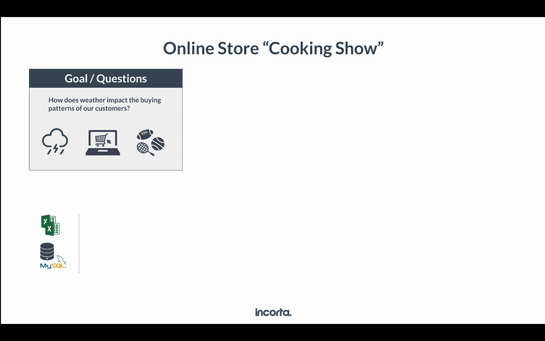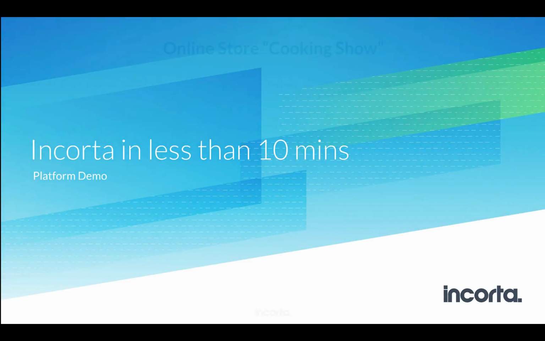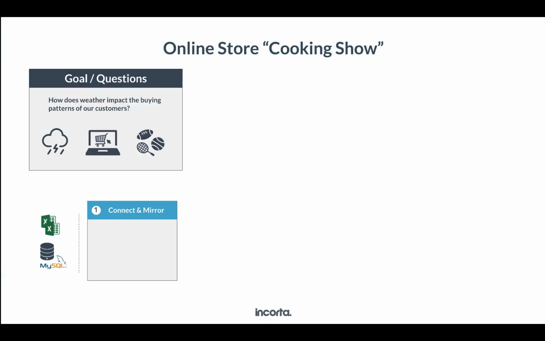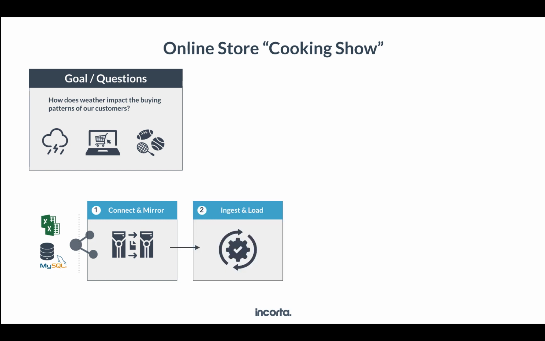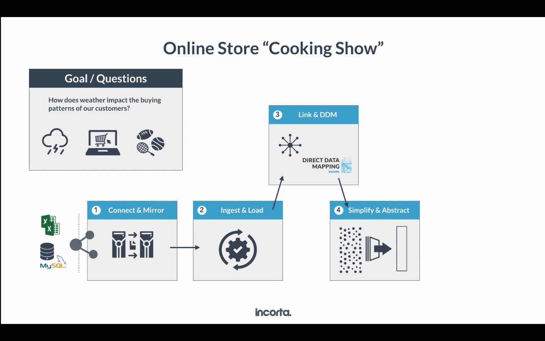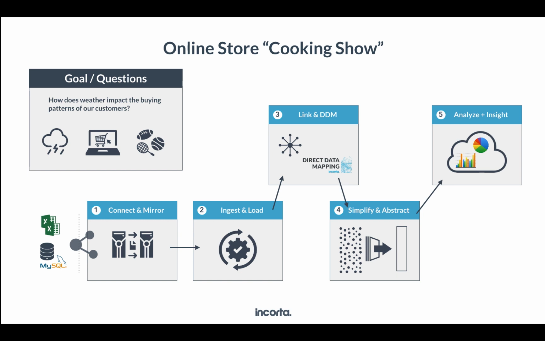And so if we take a look again at what we wanted to do here, we started by connecting and mirroring the data sources. We brought in the data, or ingested and loaded that data into Incorta. We created a relationship across those two disparate data sources and physical schemas. We just created our abstraction layer, our business schema. And now we're at a point where, even as a business user, we're going to interact with that business schema to start building dashboards and insight from the data.